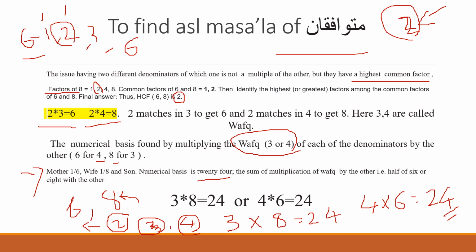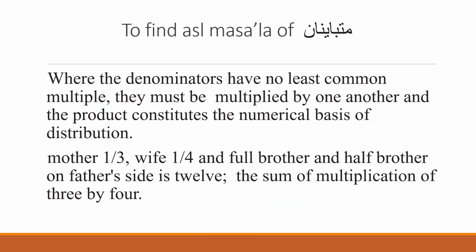Okay, then we can move to the next, the final one, very easy one, where the denominators have no least common multiple.